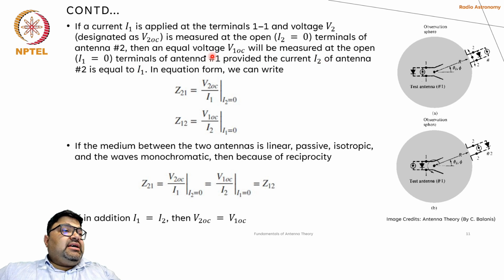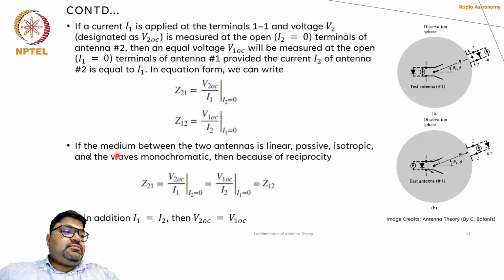And similarly, an equal voltage V1 OC will be measured at the open terminals of antenna 1, where I1 equals 0, provided the current I2 of antenna 2 is equal to I1. In equation form, we can write Z21 equals V2 OC over I1, where I2 equals 0, and Z12 equals V1 OC over I2, where I1 equals 0.